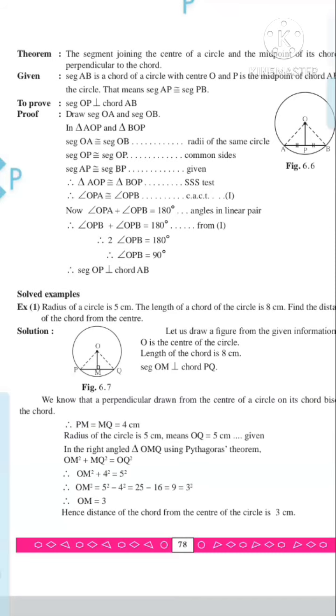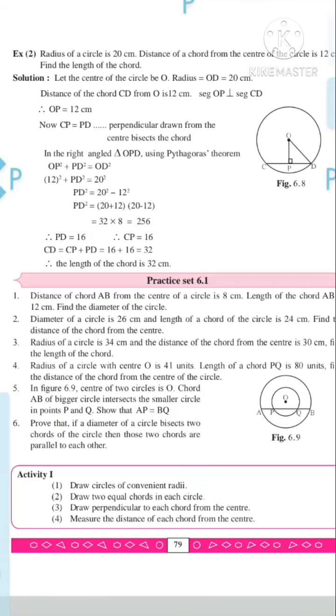Understood everyone? Now one more example is given here. See the second example. Radius of the circle is given 20 centimeters and distance from the center of the circle is given 12 centimeters. You have to find the length of the chord. So I will draw the figure first: circle, radius, chord and perpendicular. Always remember that in sums based on circle, this figure will be there: one chord, one radius and a perpendicular bisector.